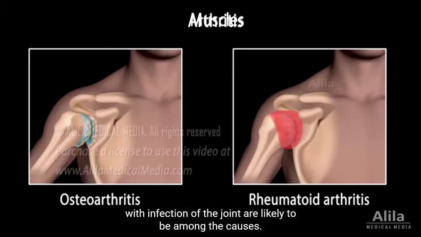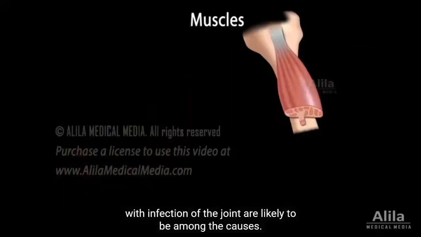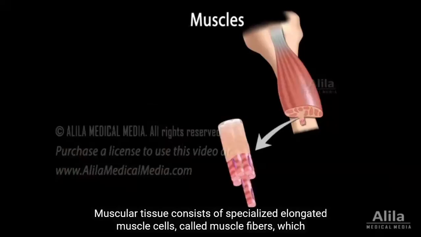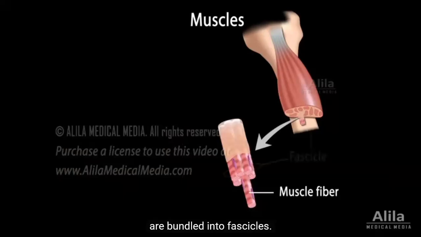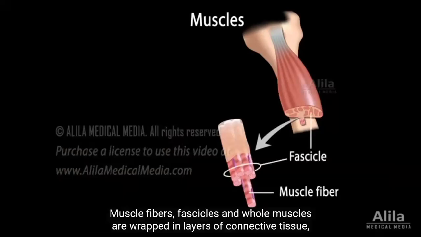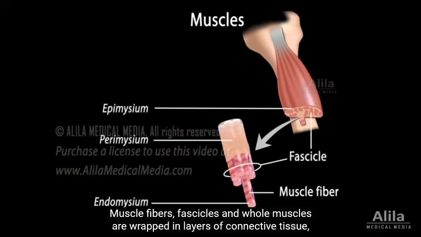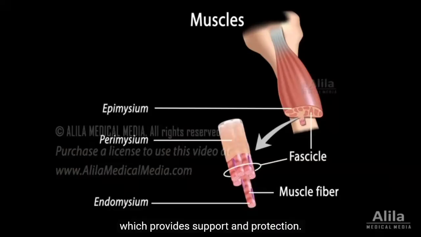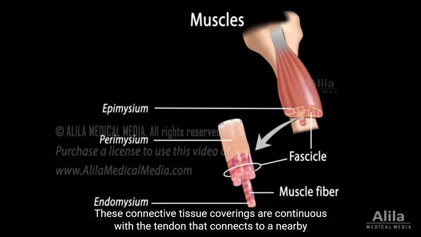Muscular tissue consists of specialized elongated muscle cells, called muscle fibers, which are bundled into fascicles. Muscle fibers, fascicles, and whole muscles are wrapped in layers of connective tissue, which provides support and protection. These connective tissue coverings are continuous with the tendon that connects to a nearby bone.